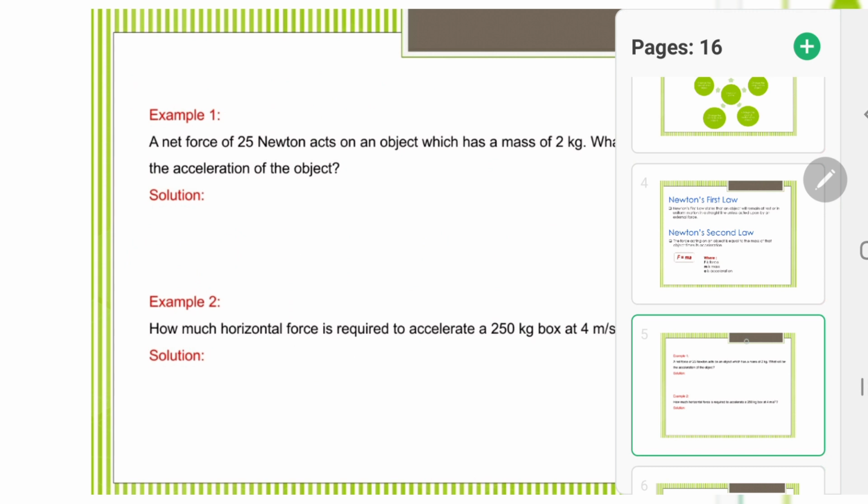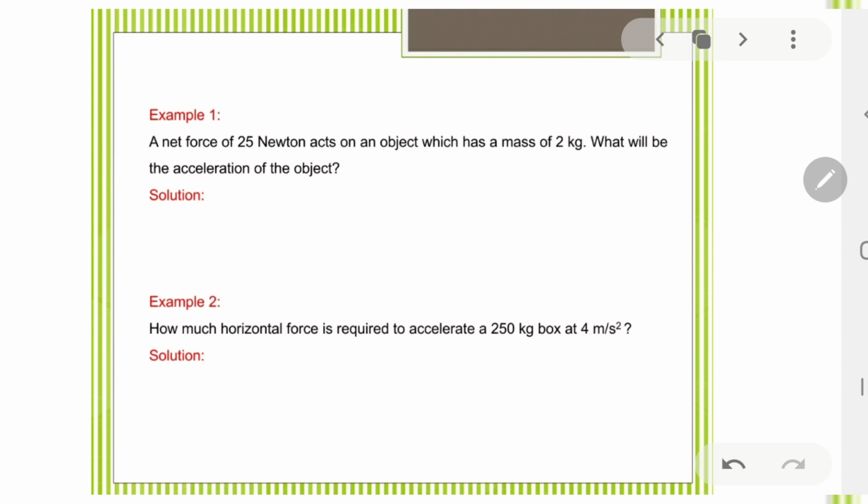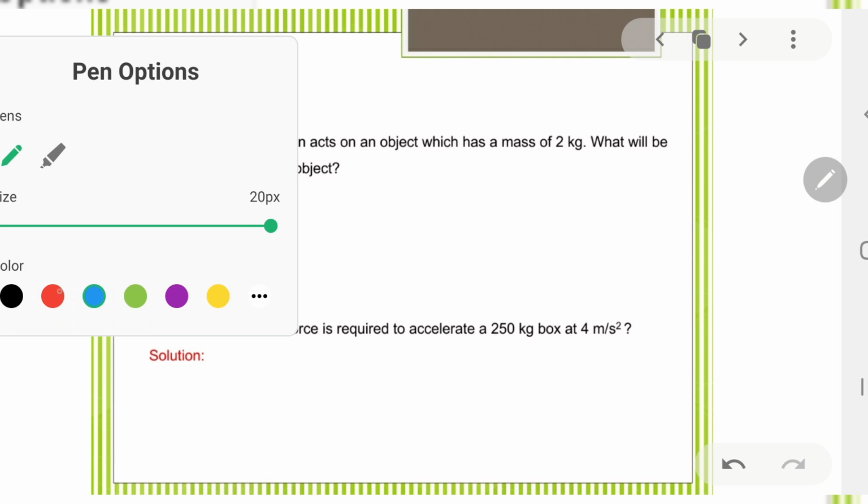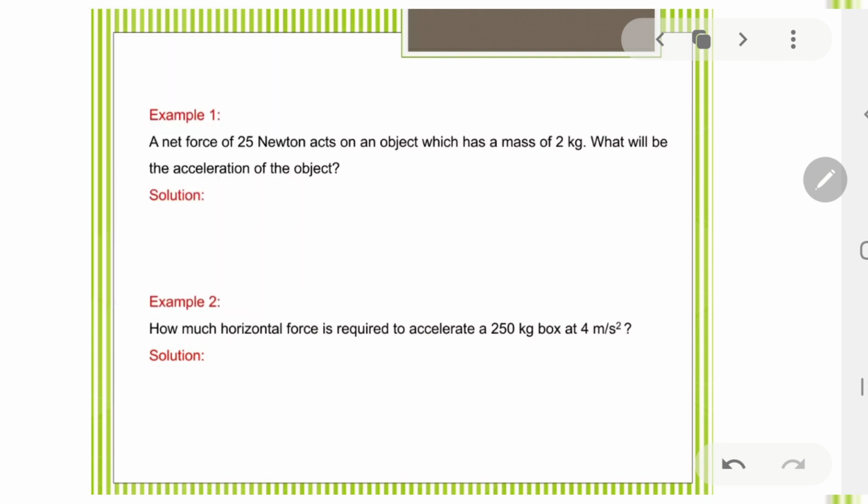Okay, we move into the next slide. A net force of 25 Newton acts on an object which has a mass of 2 kg. What will be the acceleration of the object? So in this question, we want to find the acceleration of the object. Okay, make sure that all units are in SI units so that you can continue with the calculation. So for this question, the force is already in SI unit, which is 25 Newton, and the mass is also in SI unit, which is equal to 2 kilogram.